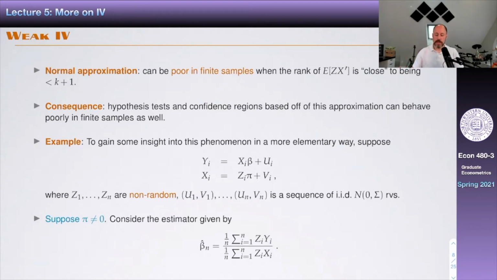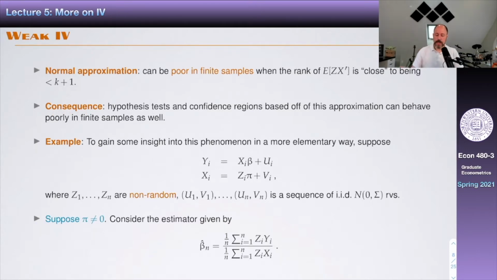One problem I wrote here is that the normal approximation can be poor in finite samples when the rank of the expected value of zx prime is close to being deficient. If you just think in terms of the scalar case, what we're saying is that the correlation between the instrument and the endogenous variable is small. And so what we're going to talk about today is: what is small? What does small mean?